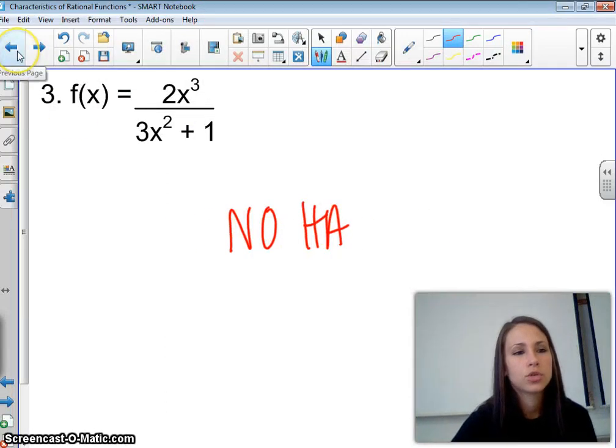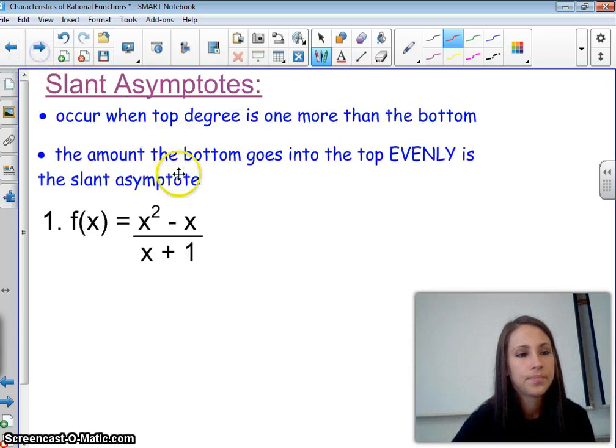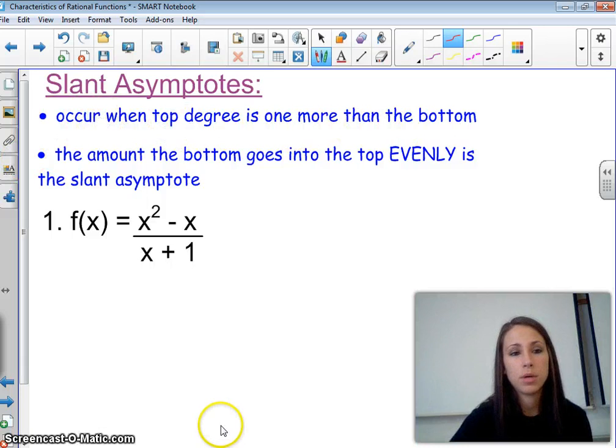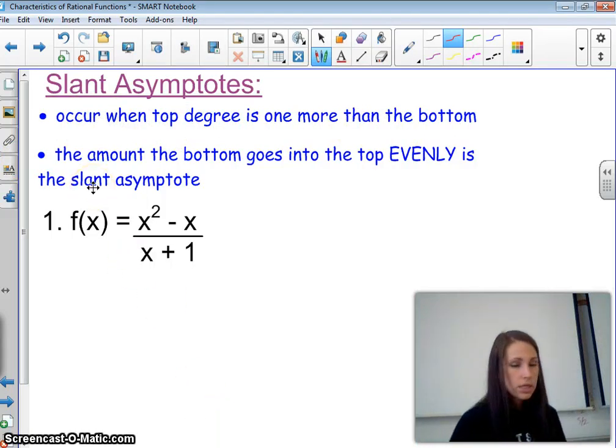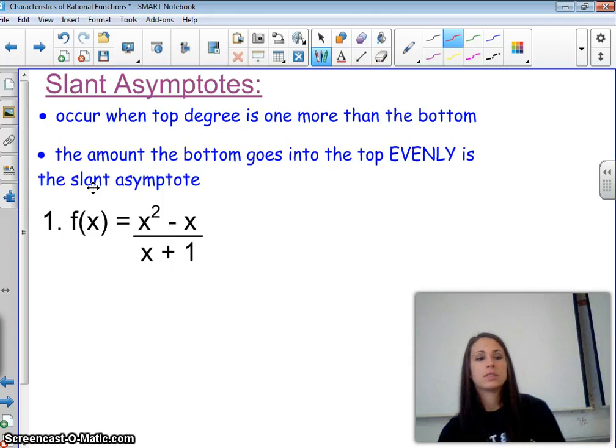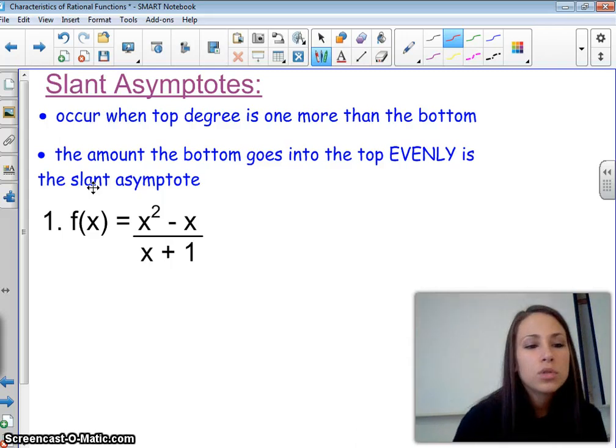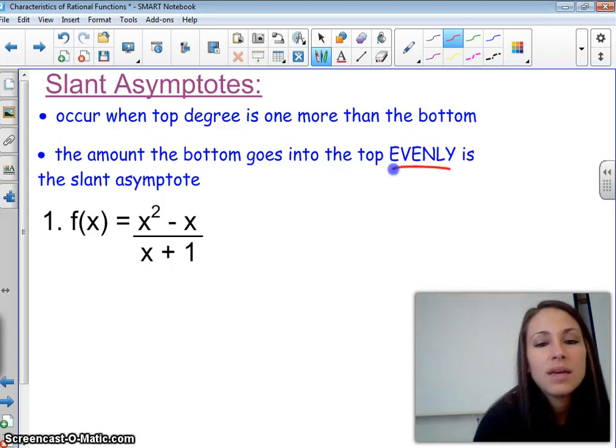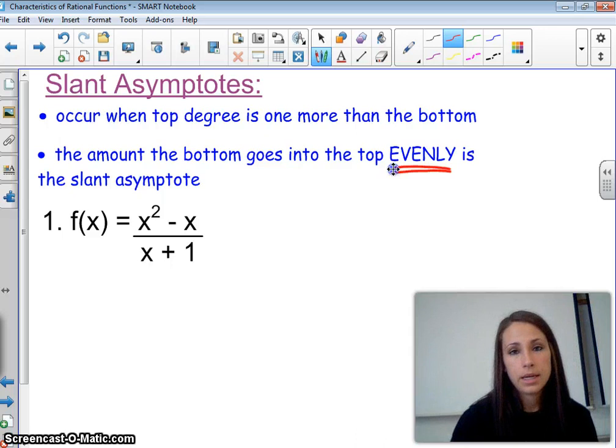So those are our rules for horizontal asymptotes. Not too bad. Now, a slant asymptote. These occur when the top degree is exactly one more than the bottom degree. The reason that we did our long and synthetic division is because that's how we're going to find slant asymptotes. The amount that the bottom goes into the top evenly is the slant asymptote.